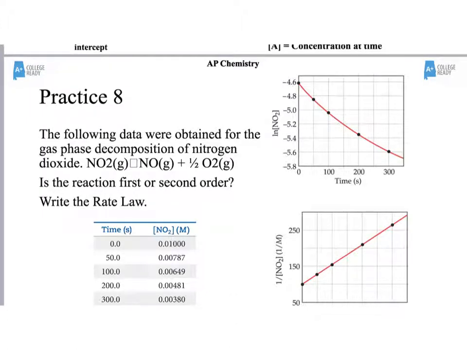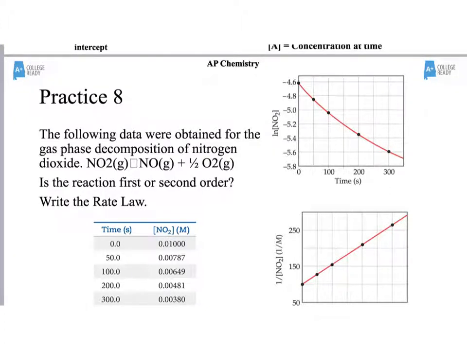All right, so how are we going to get this presented to us? They're going to give us graphs, and we're going to have to recognize the graph, look at the graph and determine the order. So here's an example. It says the following data is obtained for the gas phase decomposition of nitrogen dioxide. So here's the reaction, and it's asking us, is this a first order or a second order? And then therefore write the rate law.